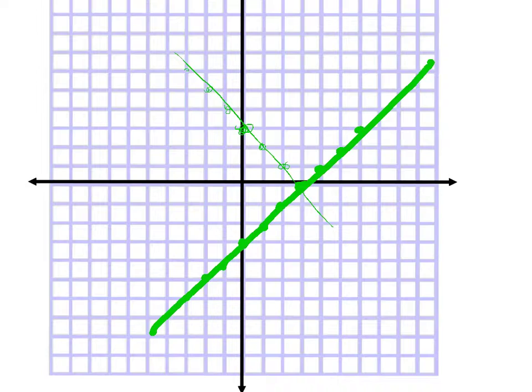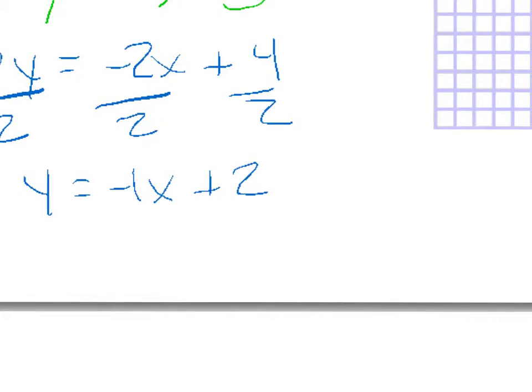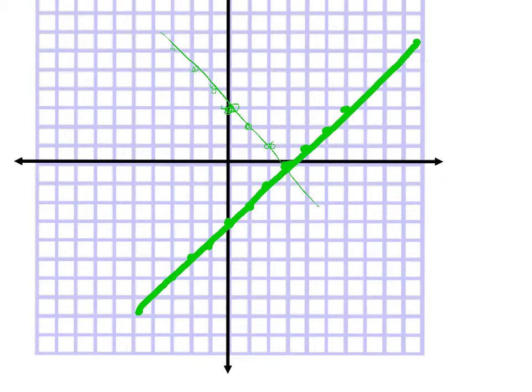Okay, now then the other line, let's see if I can do this one right. Positive 2 for the y-intercept, negative 1 for the slope. Okay, so positive 2, my slope is negative 1. Oh my goodness, I feel like I did something wrong.